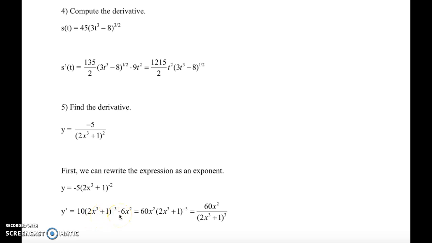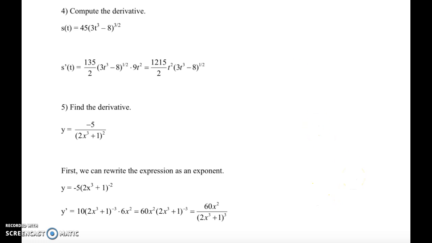And then we're going to multiply it by the derivative of our inside, our g of x, which is going to be 6x squared. And then we're going to multiply our 6x squared times 10 and get 60x squared. And again, our leftover piece, 2x cubed plus 1, is to the negative 3rd power. Again, we're going to move that negative power into the denominator of a fraction. And we end up with 60x squared divided by 2x cubed plus 1 to the 3rd power, positive as it's in the denominator now.